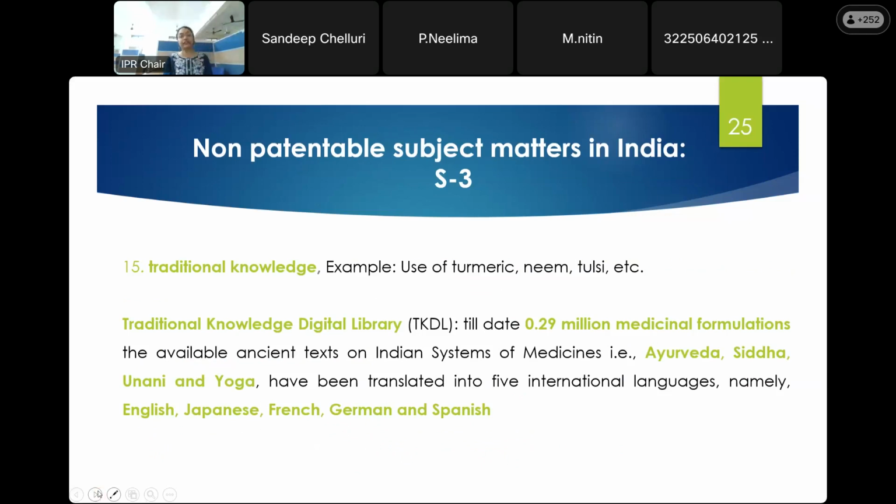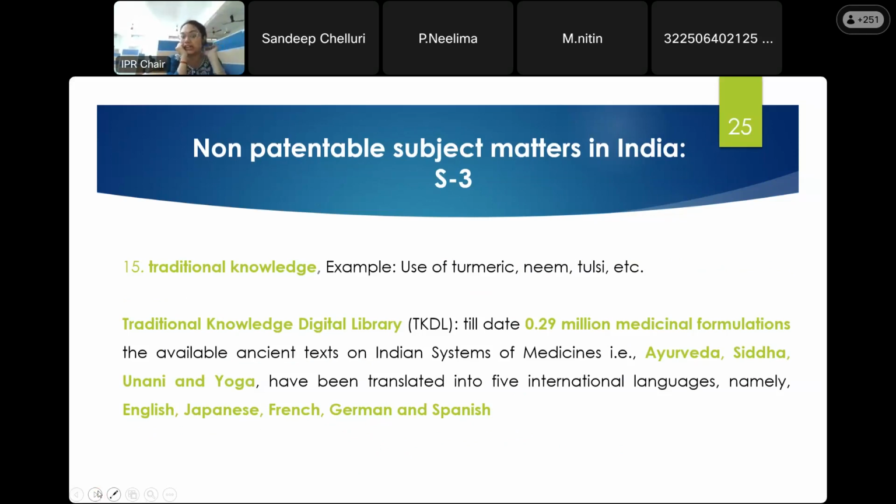Then traditional knowledge. For example, in India, we have a lot of traditional knowledge. We know how to use turmeric, how to use neem, and then tulsi, all these things, and they have some medicinal properties also. So if you think that you might be able to use that in your invention and you claim that property as your own invention, then that is also not patentable.